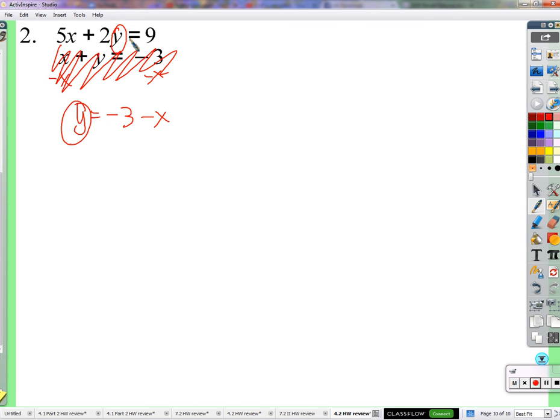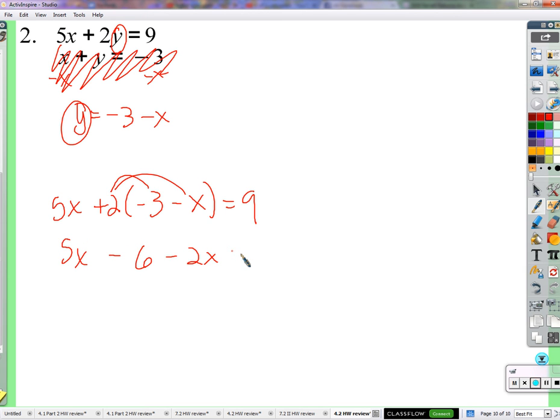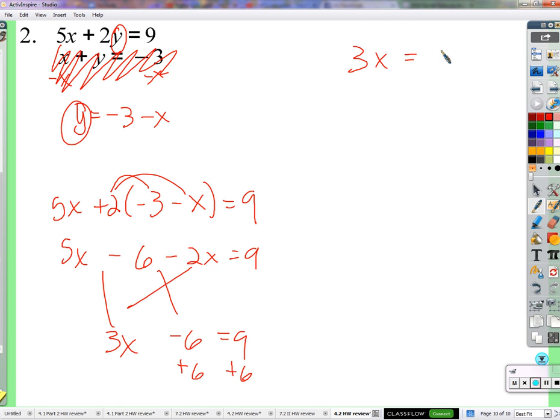This y is the same as this y, because it's exactly what we're looking for. Y is the exact same in both equations. So if this y is negative 3 minus x, then this y must be negative 3 minus x. We've solved equations like this tons of times: distribution, add to both sides, divide both sides. We distribute the 2: 5x minus 6 minus 2x equals 9. Combine like terms, 3x minus 6 equals 9. Add 6 to both sides, you get 3x is equal to 15, and x equals 5.